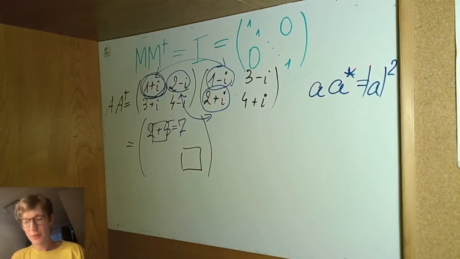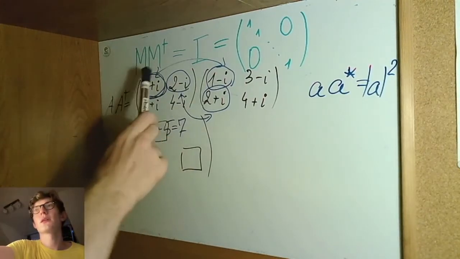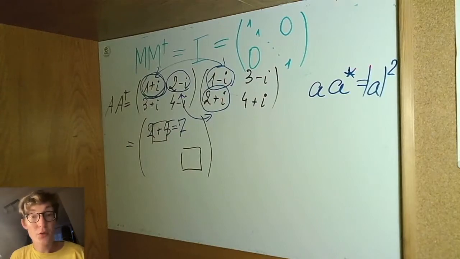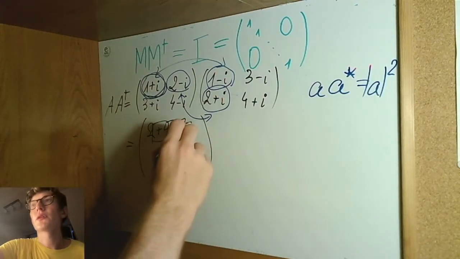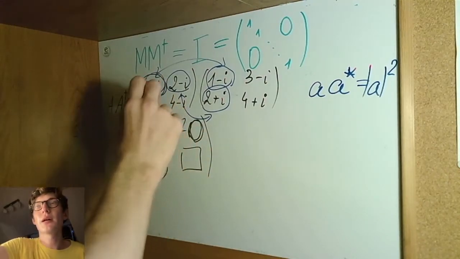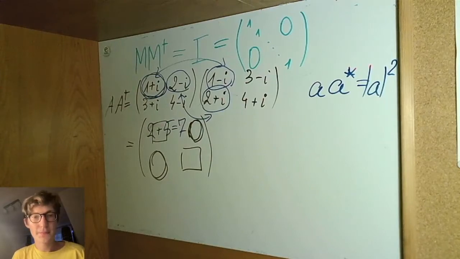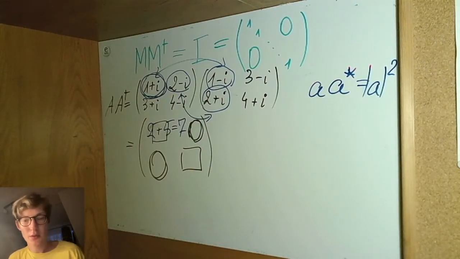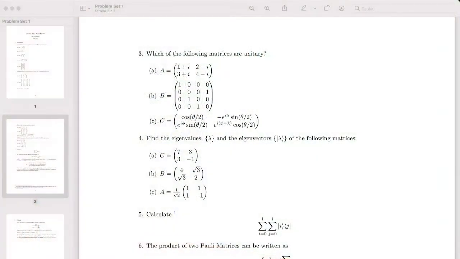Of course it is not a sufficient condition for a matrix to be unitary that its rows are normalized vectors, because we also need other entries of the product matrix to be 0, right? That these rows are also orthogonal, that the products of different rows are zeros. Okay, so let's go to the next example.